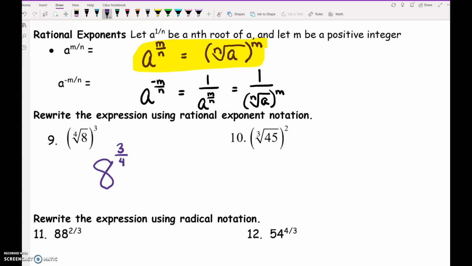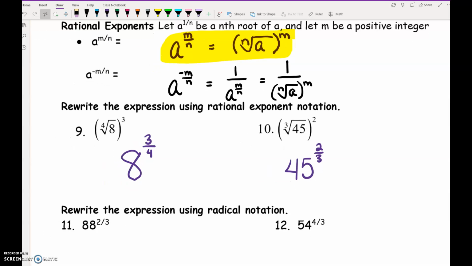Now, you try number 10 on your own. 45 to the 2/3.